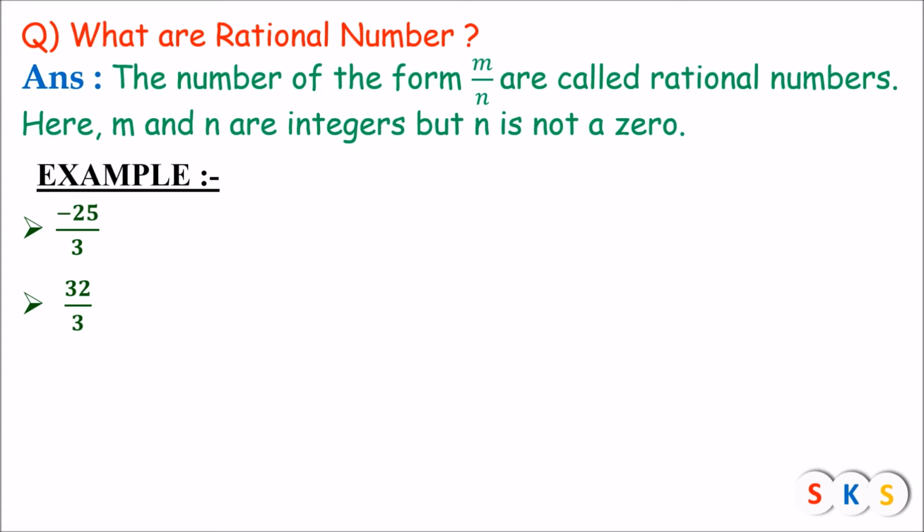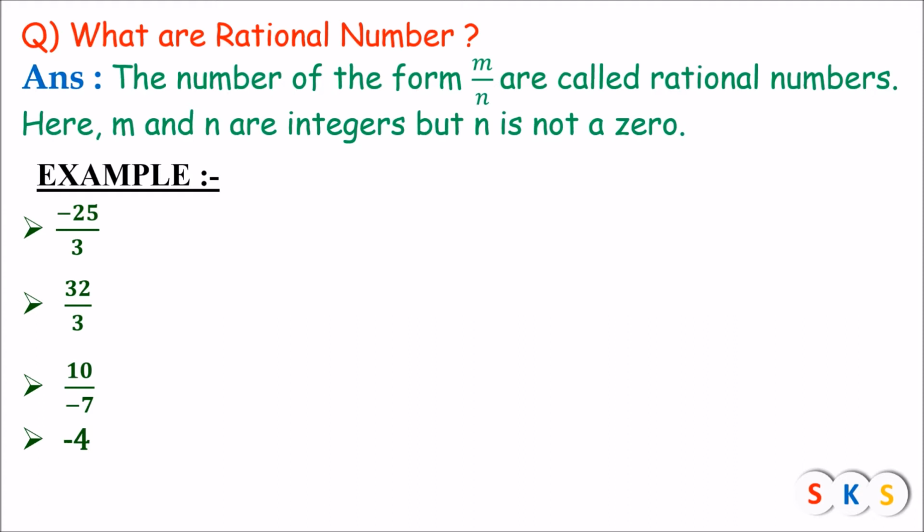Similarly 32 upon 3 is also a fraction, and you can see the numerator of this fraction is 32, which is a positive integer, and the denominator is 3, which is a positive integer. It means the numerator and denominator of this fraction are integers and the denominator is not 0. Hence 32 upon 3 is an example of a rational number. 10 upon minus 7 is also a rational number. Minus 4 is also a rational number.